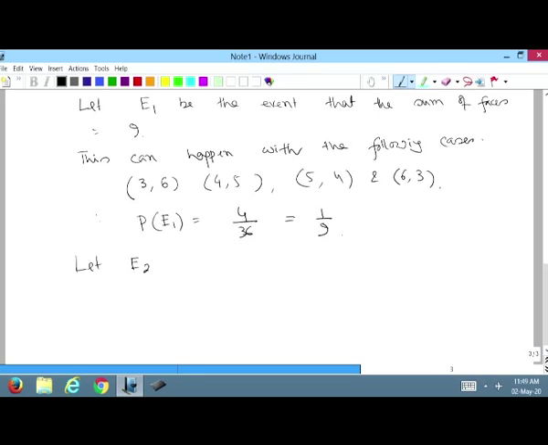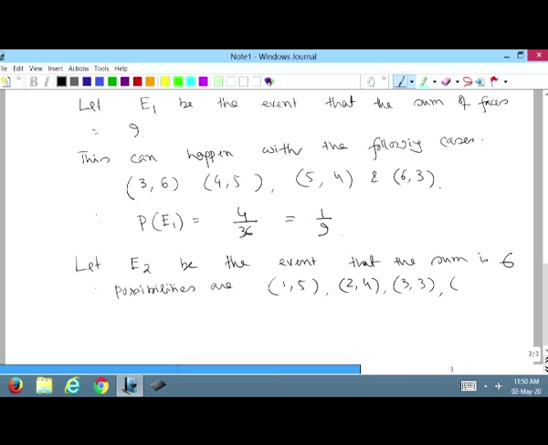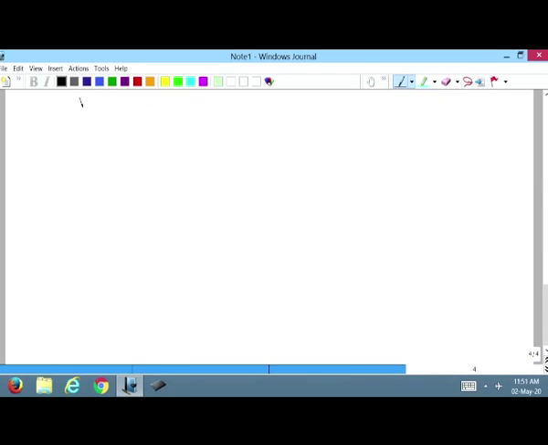Let E2 be the event that the sum is 6. Therefore, the possibilities are (1, 5), (2, 4), (3, 3), (4, 2) and (5, 1), and therefore, probability of E2 is equal to 5 upon 36.